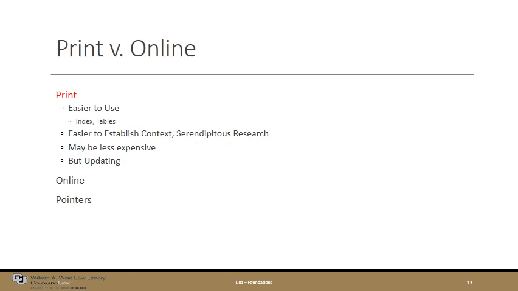It's easier to skim an index or look at a table of contents or a table of laws. So that's good. The downside of it is they are not necessarily as up-to-date as an online publication, although that's not always true. It depends on how the publisher chooses to update the publication.